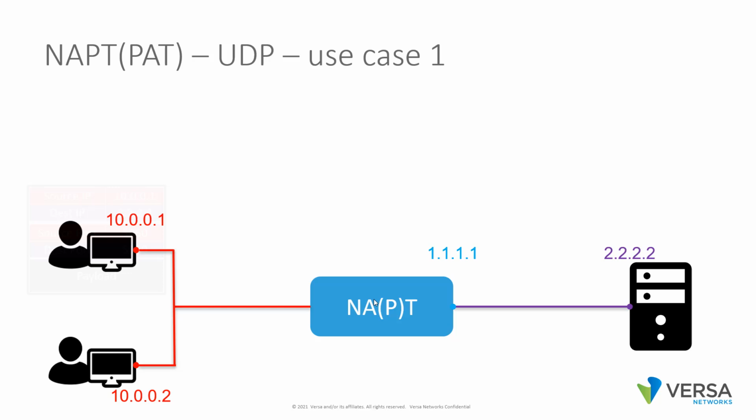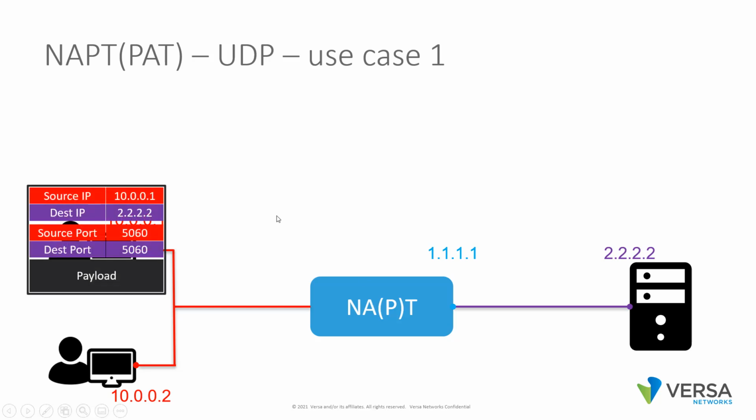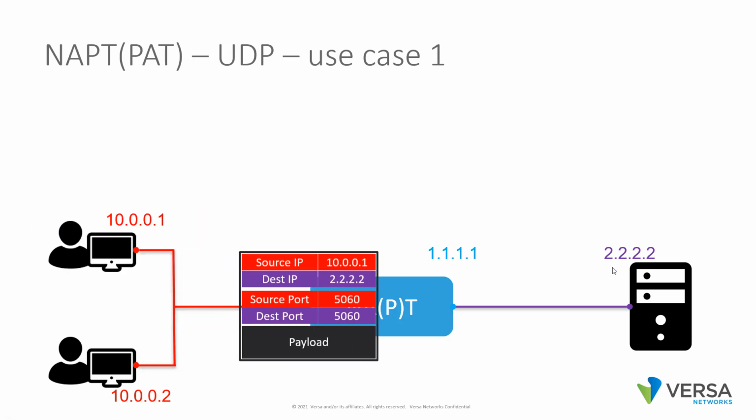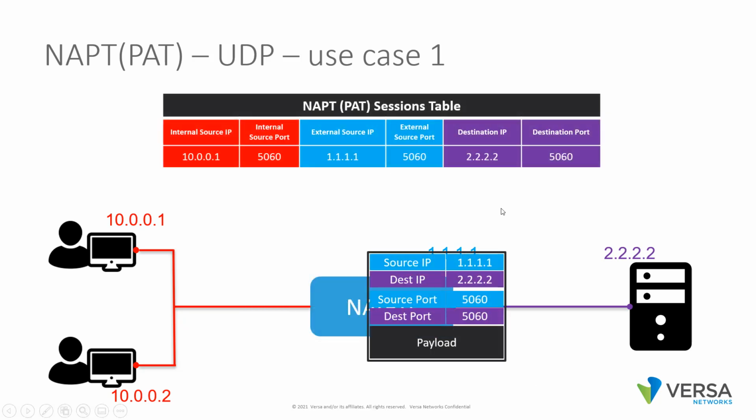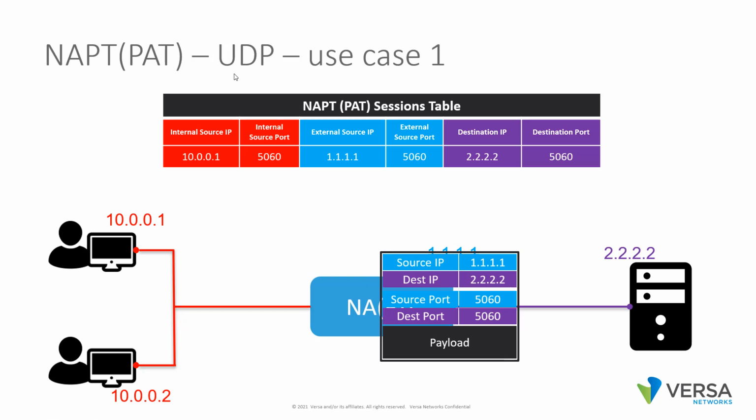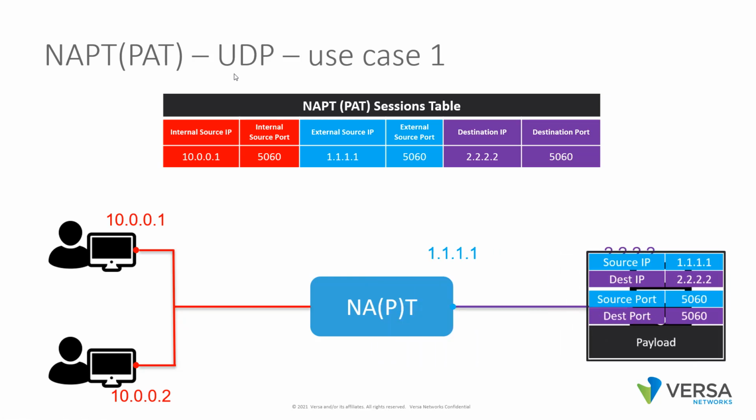So for UDP traffic, when, let's say, device 10001 establishes a SIP connection over port 5060 to the destination device, and this connection goes through the network address port translation, again, the system will create the translation table, but in this case, the source port will be kept the same. This is just the way it operates by default for UDP traffic, and it will be sent out.